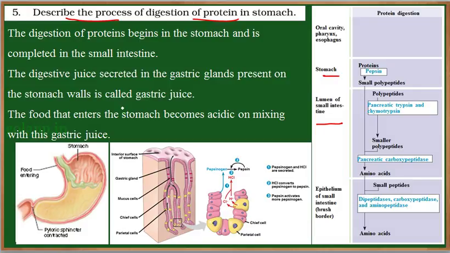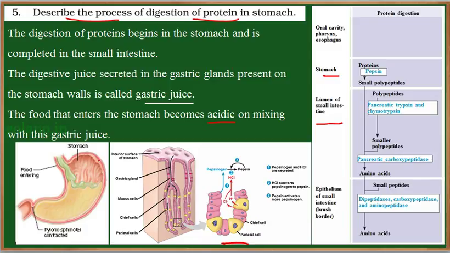Now the stomach secretes gastric juice. Here we can see the stomach has gastric glands. This is a gastric gland, and it secretes a juice called gastric juice. This gastric juice is released in the lumen of the stomach. Once the food enters the stomach, the gastric juice mixes with the food and makes it acidic.